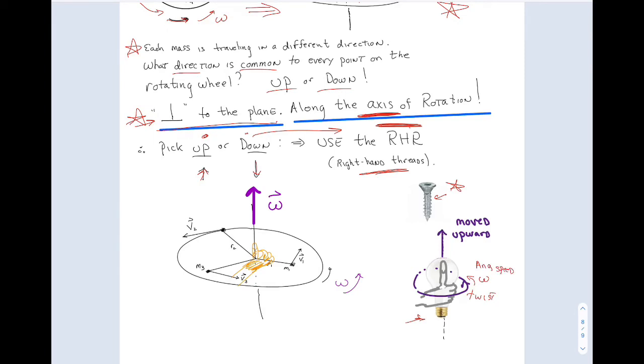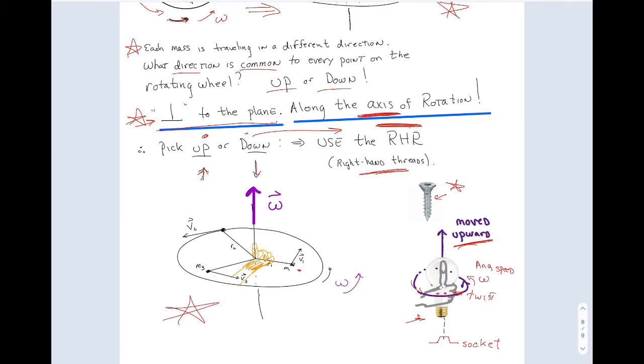So think of each little chunk of that light bulb moving like these little chunks of mass over here. As the light bulb twists around as shown here, which way does the light bulb eventually move? It moves up out of the socket. So you have the socket down here. Think of the right-hand rule working for right-handed threads. So that's what this picture is over here.